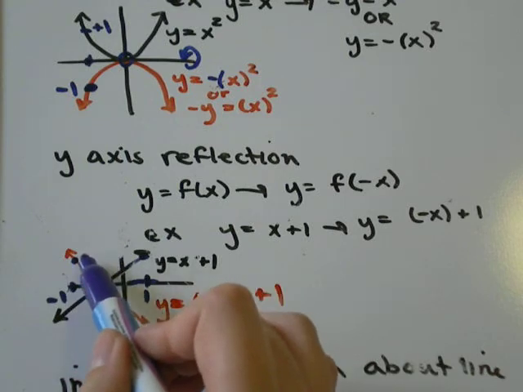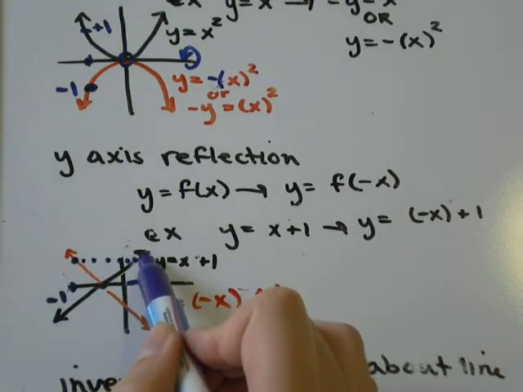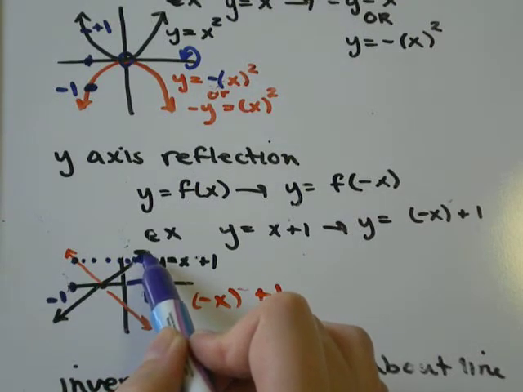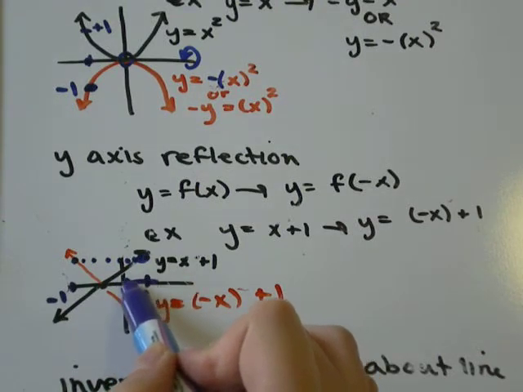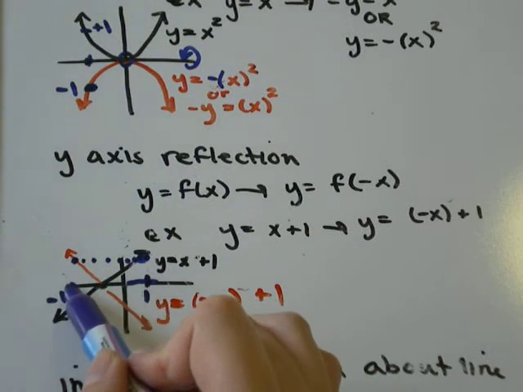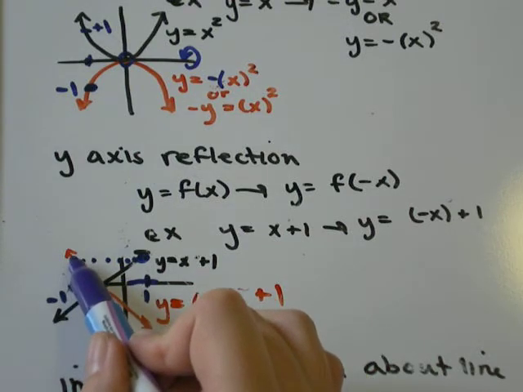You can see up here, I've got a y value of 2 on my original graph. It was at (1, 2). Now on my reflection, instead of being at positive 1, it's going to be at negative 1, but still positive 2.